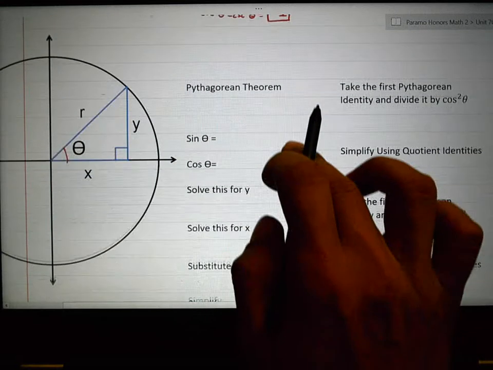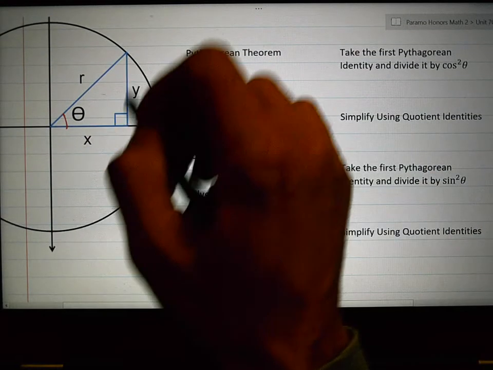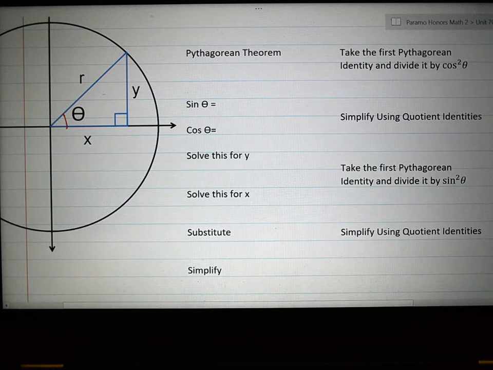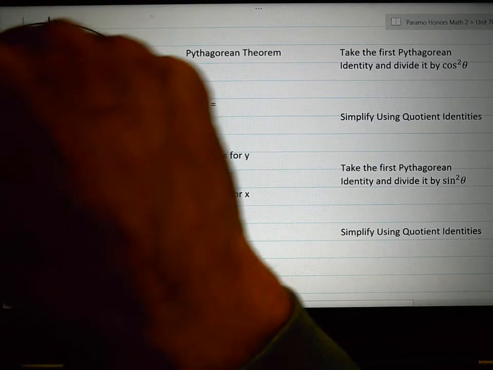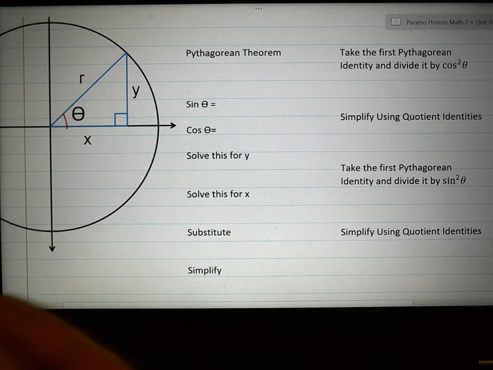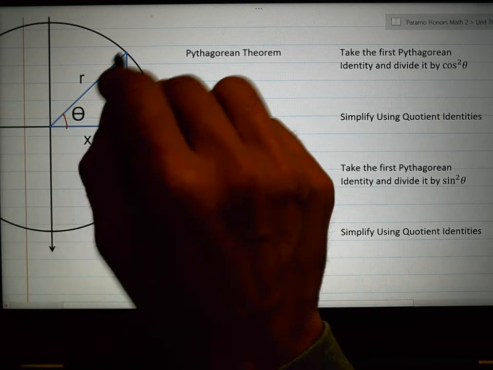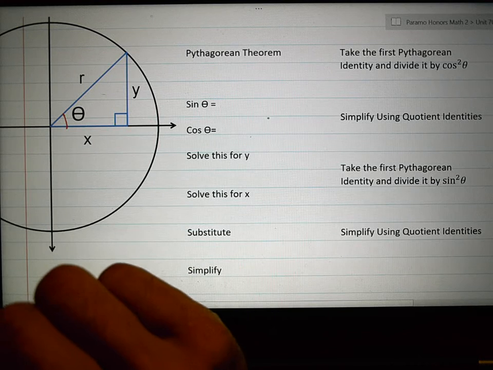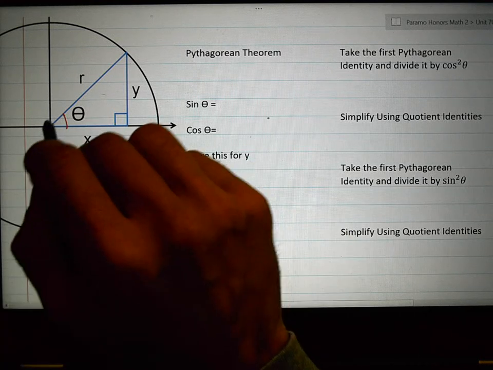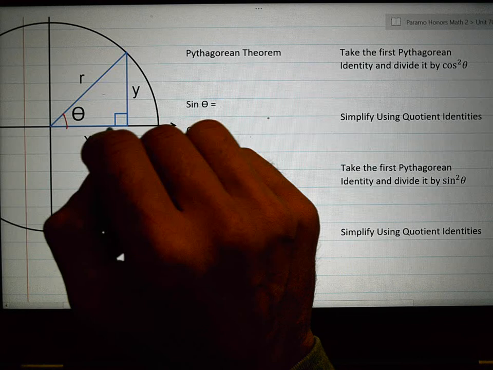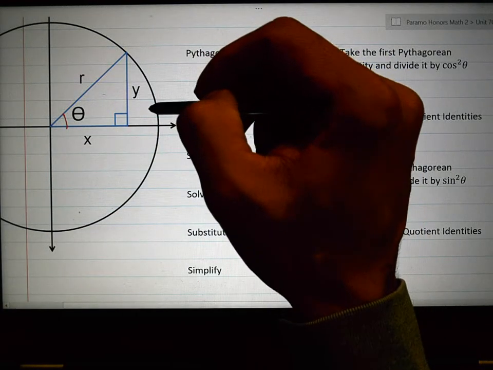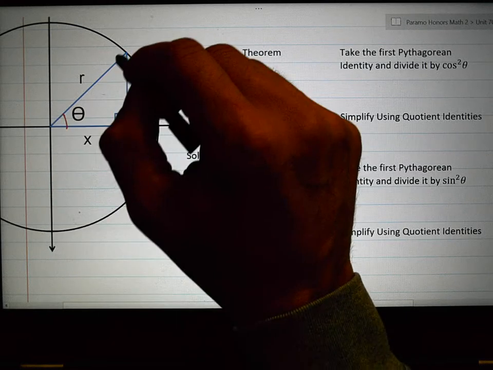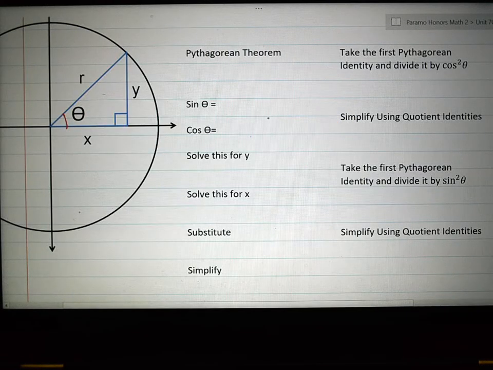So here is what we're going to do. I'm going to draw a triangle inside a circle. And this triangle could be in quadrant 1 or quadrant 2 or quadrant 3 or quadrant 4. It doesn't matter. I'm going to call the angle that the triangle makes theta. It could be any angle. The distance it goes in the horizontal direction, I'm going to call x. The distance it goes up, I'm going to call y. And the distance out to the edge of the circle, I'm going to call r for radius.